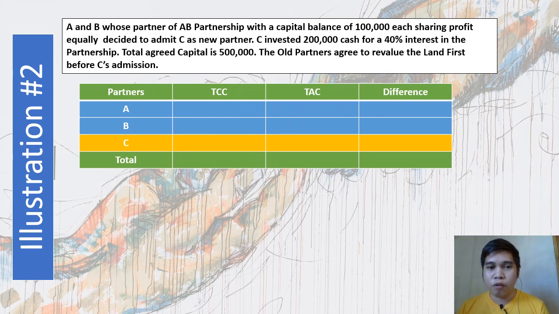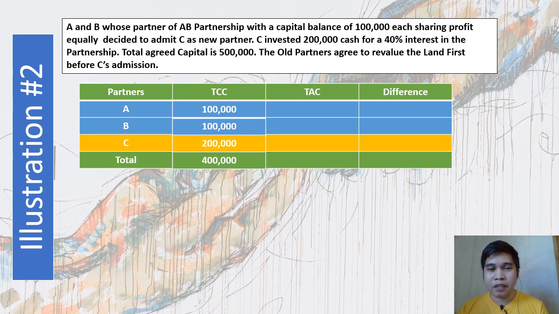So sa first column, we have the partners. Second column, the total contributed capital or the TCC. Third column, we have total agreed capital. And the fourth column is the difference. So ilagay lang muna natin yung mga total contributed capital of each partner. So 100,000 for A, 100,000 for B, 200,000 for C. So the total contributed capital is 400,000 pesos.